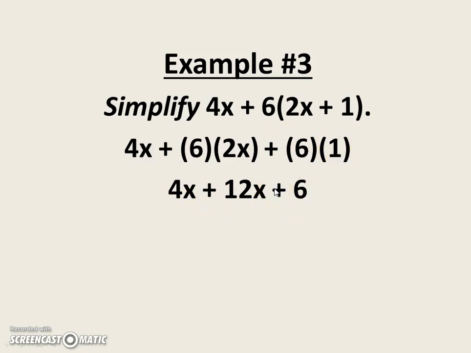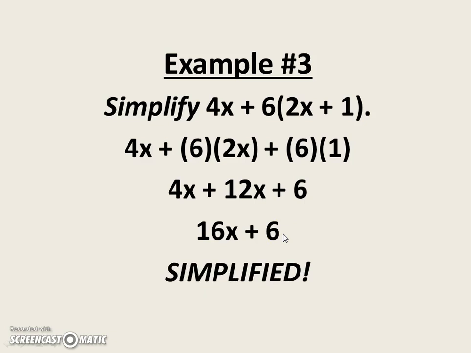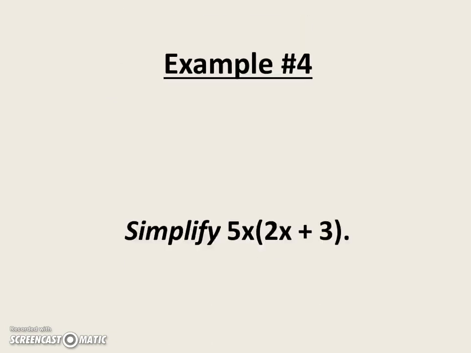Now PEMDAS tells us, what do we do next? Addition and subtraction. We don't have any subtraction here, but we do have some addition. 4x plus 12x, well, we have 4x's and 12x's, that's 16x's in total. Plus we have the 6. Now we can't combine the 6 with anything because we don't have any more constants. We could combine the two variables because they're like terms. But the 6 is not a like term with this because it doesn't have an x by it. So we're simplified. Let's do one final example and then we're done for this lesson.